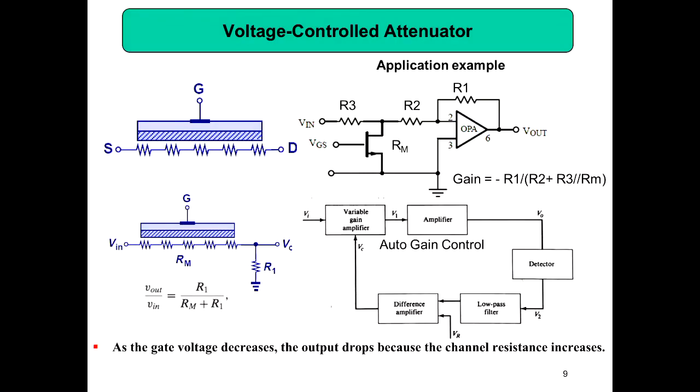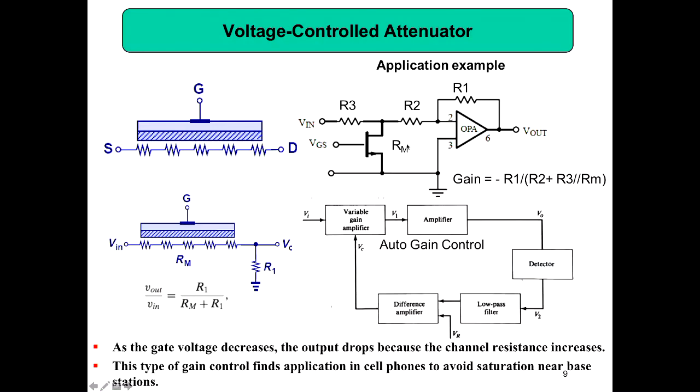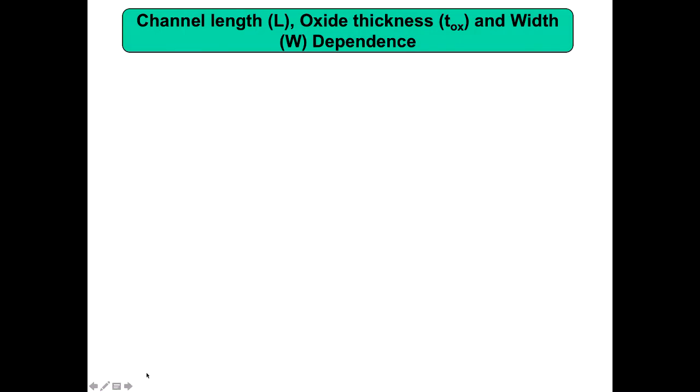As the gate voltage decreases, the output drops because the channel resistance increases here. This type of gain control finds application in cell phones to avoid saturation near base stations. So now we are going to go back to the topology again.